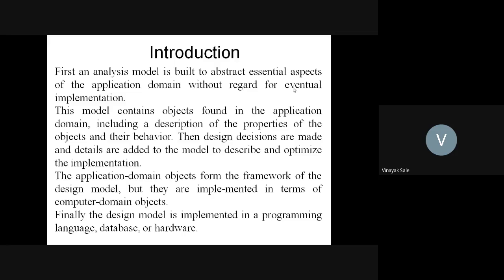The design decisions are made and details are added to the model to describe and optimize the implementation. The application domain objects are the framework of the design model, but they are implemented in terms of computer domain objects. And finally, the design model is implemented in a programming language, database, or hardware.